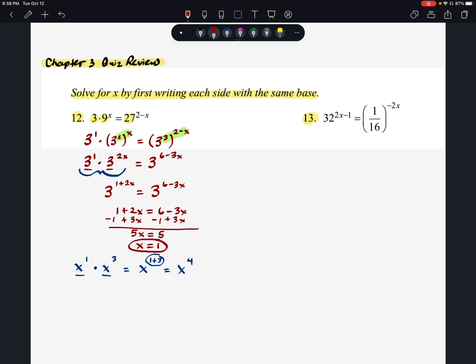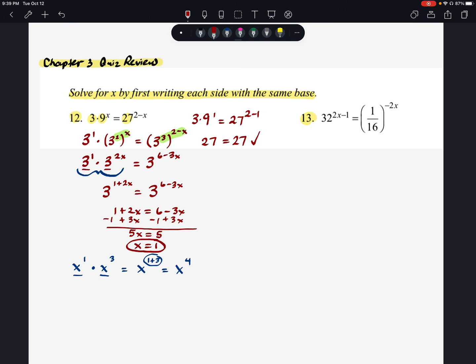And you can always check it by plugging it in there, right? 3 times 9 to the first should equal 27 raised to the power of 2 minus 1. Well, 3 times 9 is 27, and then 27 to the first is 27, so we know that it is correct. Let's go ahead and move on to 13.